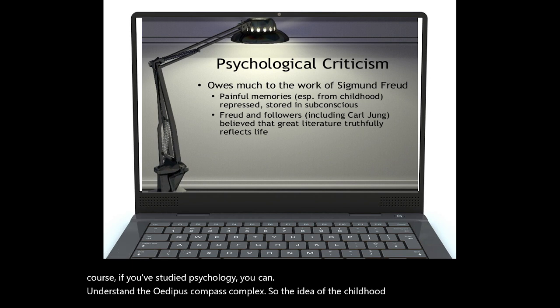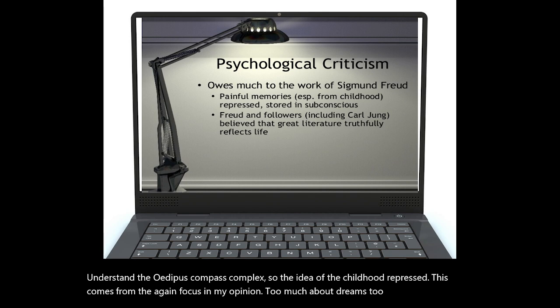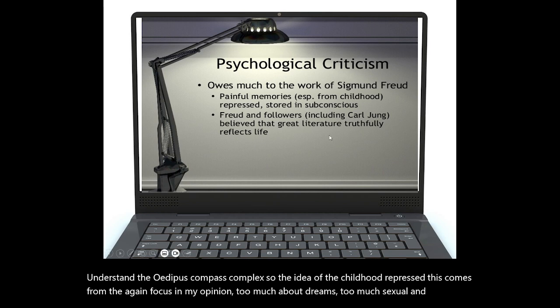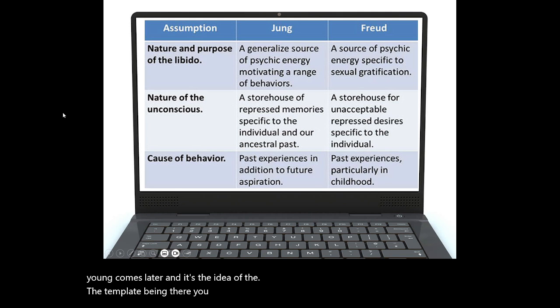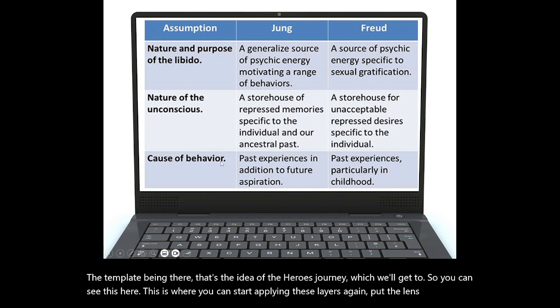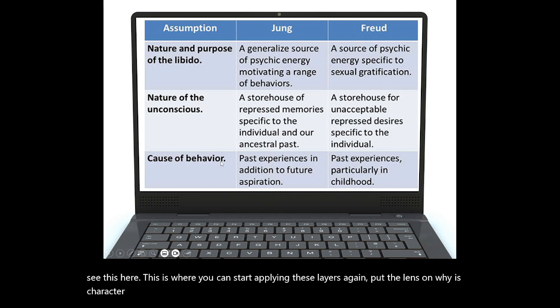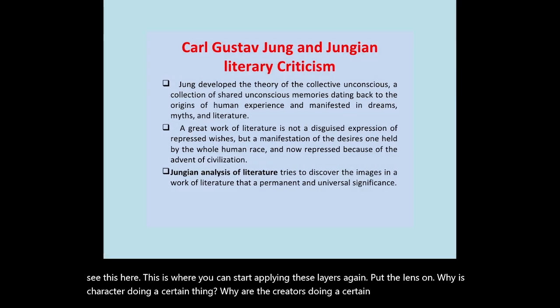This comes from, again, a focus, in my opinion, on too much about dreams, too much sexual, and then Jung comes later, and it's the idea of the template being there. That's the idea of the hero's journey, which we'll get to. So you can see this here. This is where you can start applying these layers again, put the lens on. Why is a character doing a certain thing? Why are the creators doing a certain thing? So there you go.